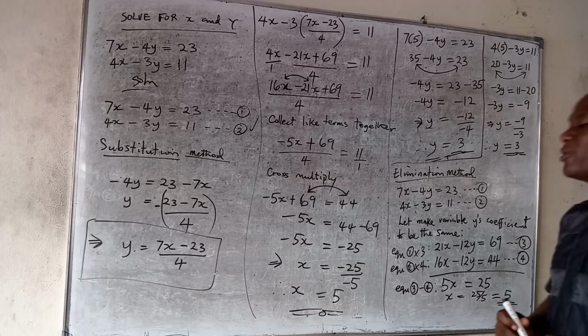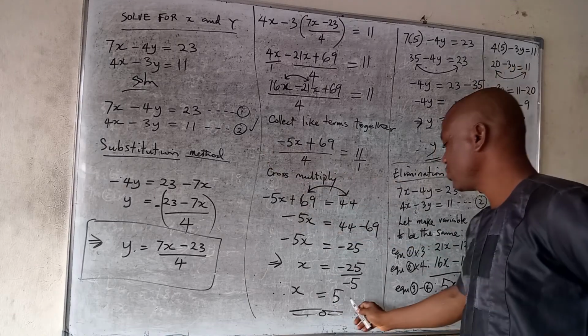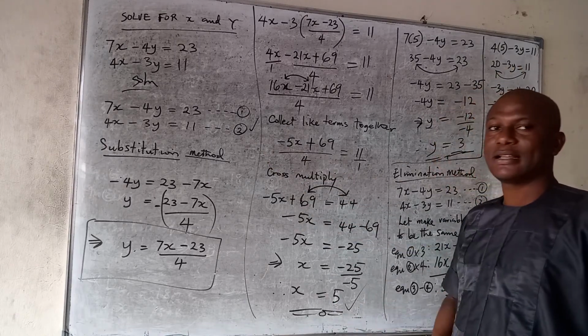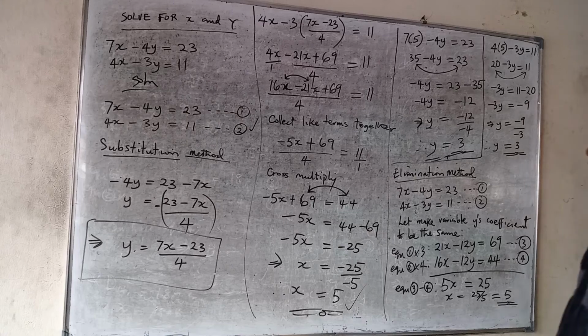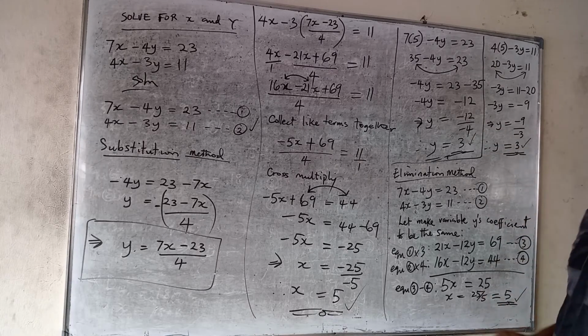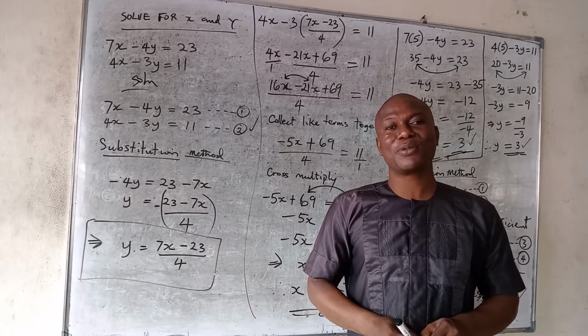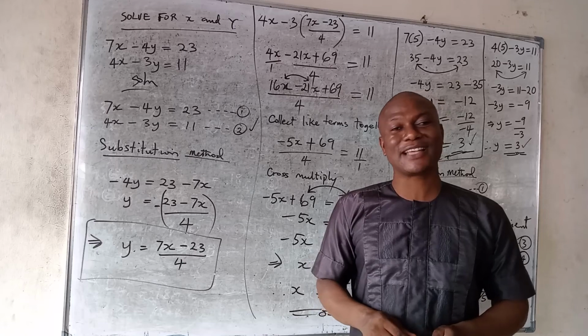If you look at our previous solutions using the substitution method, you will see that you obtain x as 5. And if you also look at the elimination method, you will see that x is 5. If you check out the same thing for y, you will see that the answers are correct. So whichever method you decide to use to solve the problem is for you to decide.